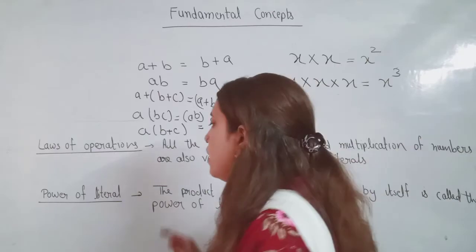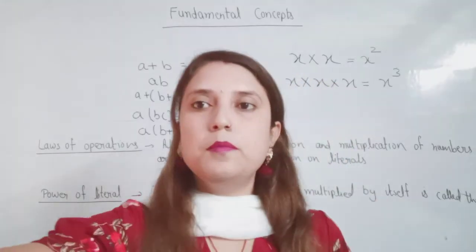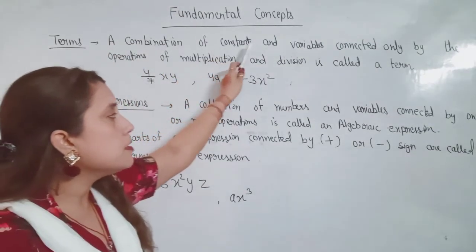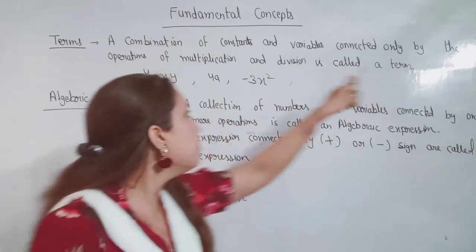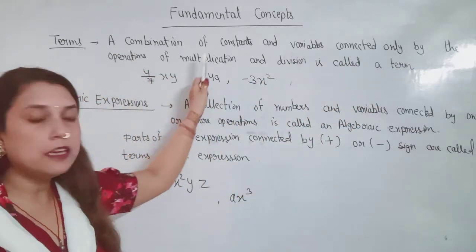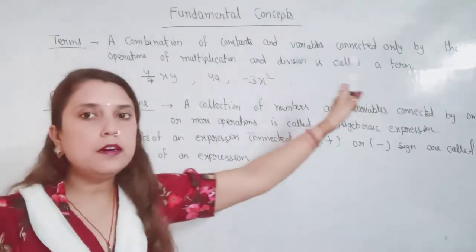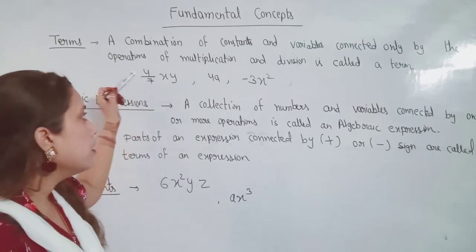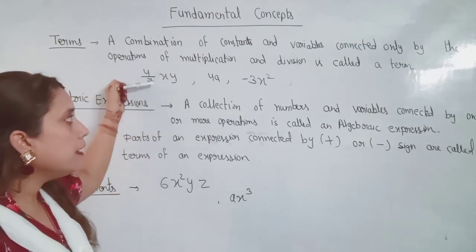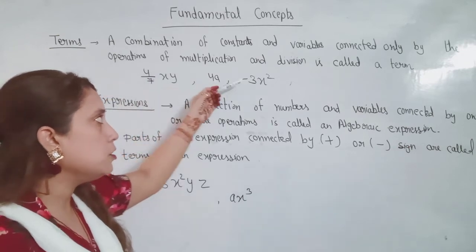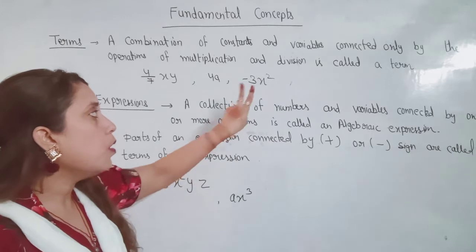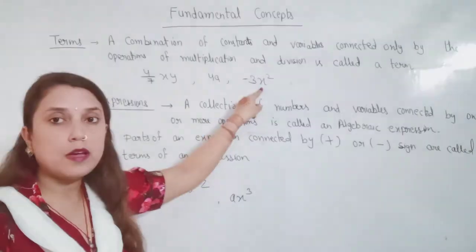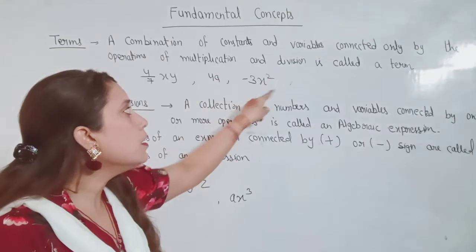Okay, now the next one is term. A term is a combination of constants and variables connected only by the operations of multiplication and division. Example, 4 by 7 xy, connected with multiplication and division. Minus 3x square is a combination of constant and variable. Minus 3 is a constant and x square is a variable. So this is called a term.